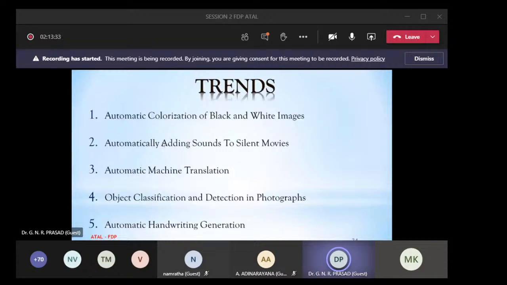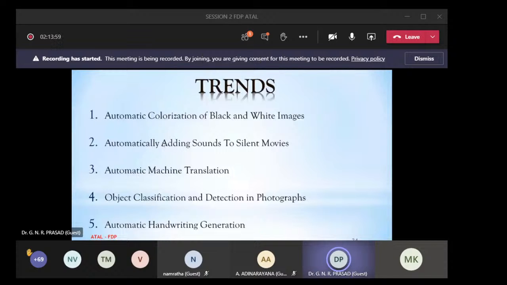Automatically adding sounds to silent movies: when previous movies are silent, for example Charlie Chaplin, where all the movies are silent and only music comes out, no conversation happens, but we are still able to understand the movies. But if I'd like to add sounds, now it is possible. We can do that using this.